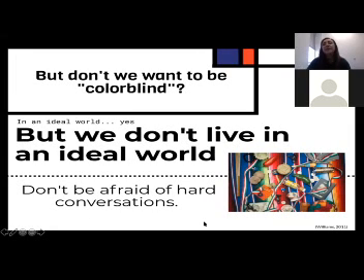All right. So this raises the question, don't we want to be colorblind? Don't we want to be able to say that race doesn't matter or ethnicity doesn't matter and that everyone just has the same opportunities? In an ideal world, yes. But we don't live in an ideal world.